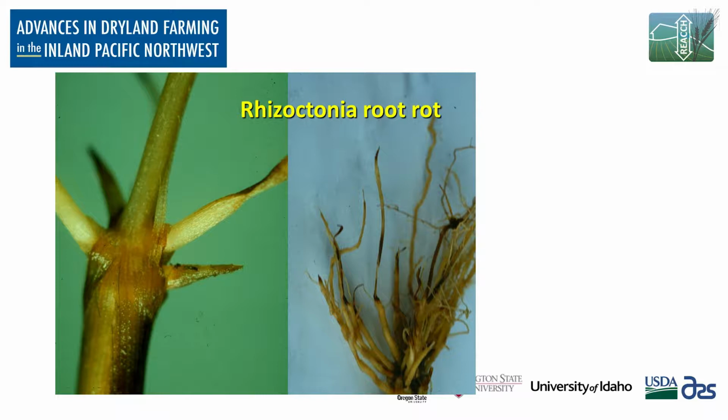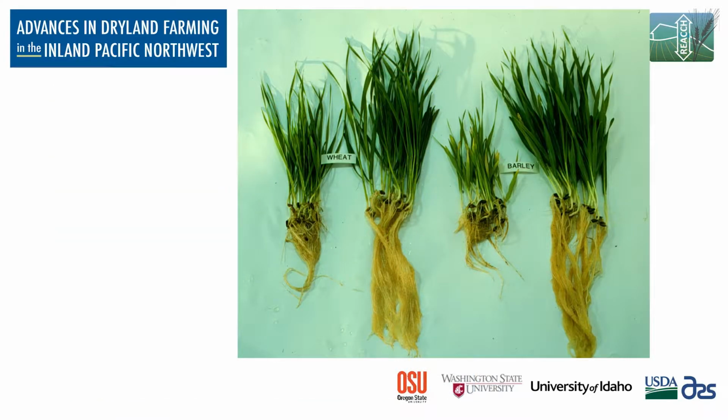And then the picture on the right there, you can also see those browning of the root tips, which are very characteristic. Now the main symptom of this disease is stunting. So here we see a picture of healthy and diseased wheat and healthy and diseased barley. And barley is especially susceptible to this stunting characteristic. So it's also rotting the roots, but it's also causing very severe stunting.